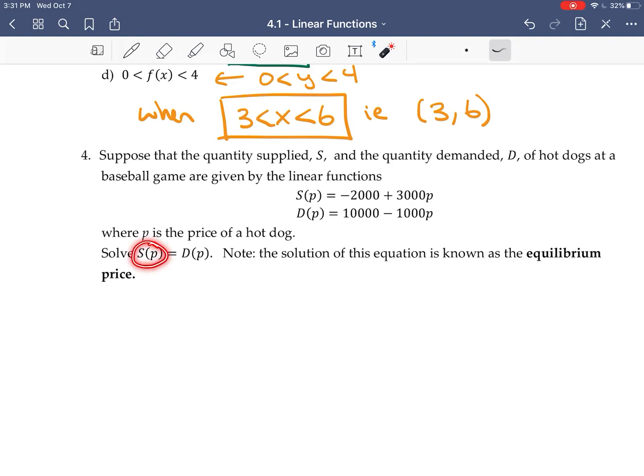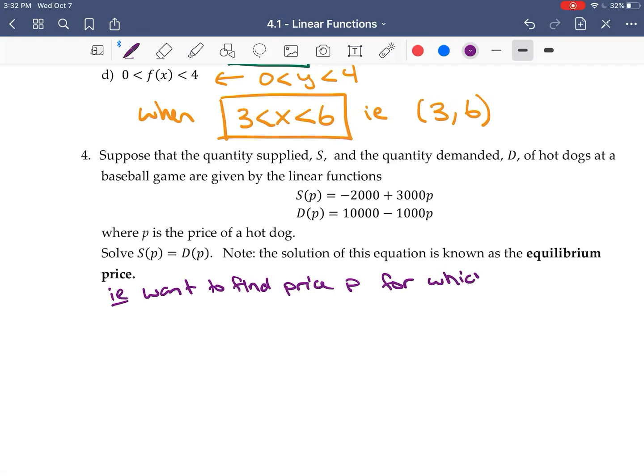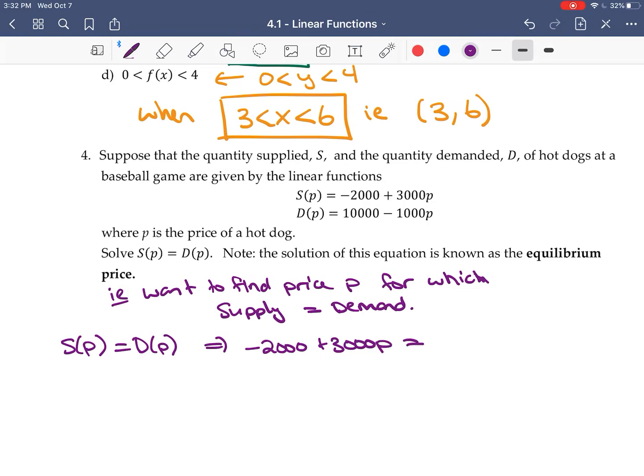So we want to solve where S of P equals D of P. I.e. we want to find the price P for which the supply equals the demand. That's the sweet spot. We call it the equilibrium price. So then I just set S of P equal to D of P. So that means I have -2,000 plus 3,000 P equal to 10,000 minus 1,000 P. If these two parts are equal, that means that the supply equals the demand.